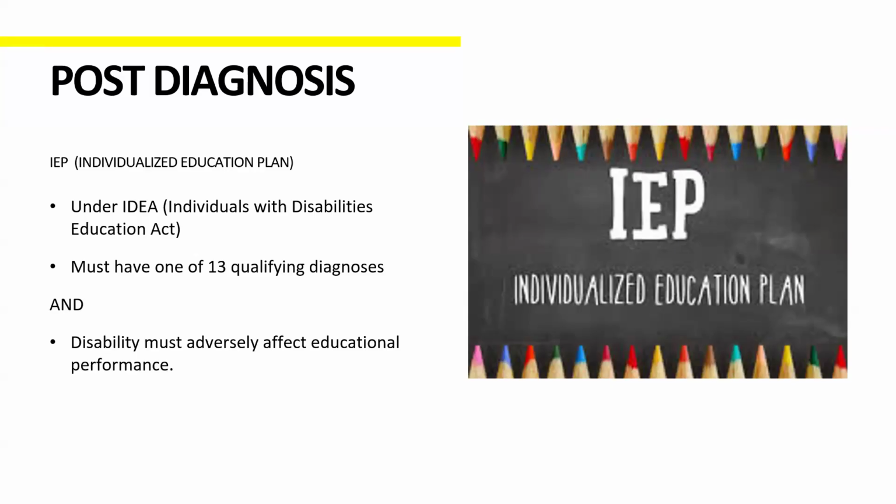Those 13 qualifying diagnoses are autism, blindness, deafness, developmental delay, emotional disturbance, hearing impairment, intellectual disability, multiple disabilities, orthopedic impairment, other health impairments like ADHD, diabetes, epilepsy, specific learning disability, speech or language impairment, and/or traumatic brain injury. Without one of these diagnoses, an IEP is not an option.